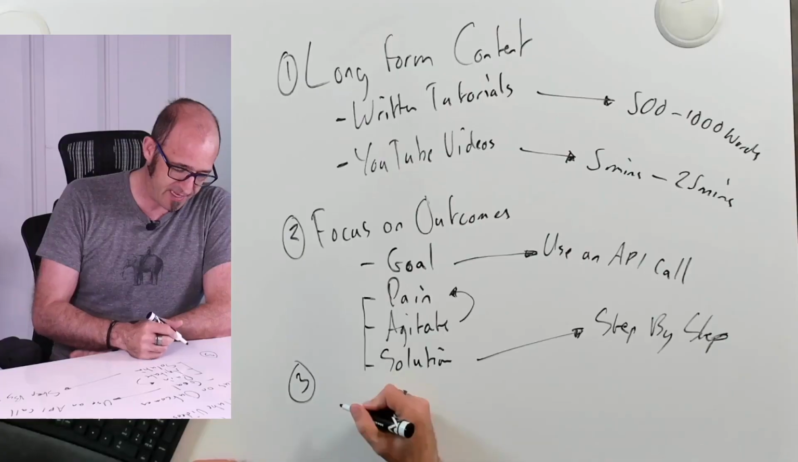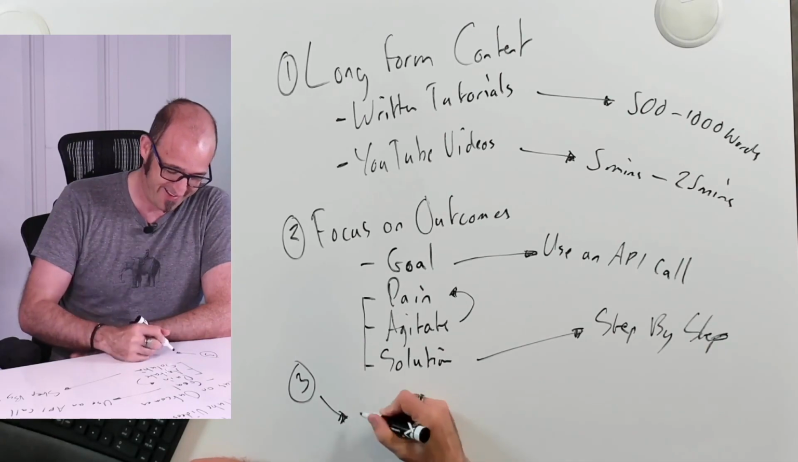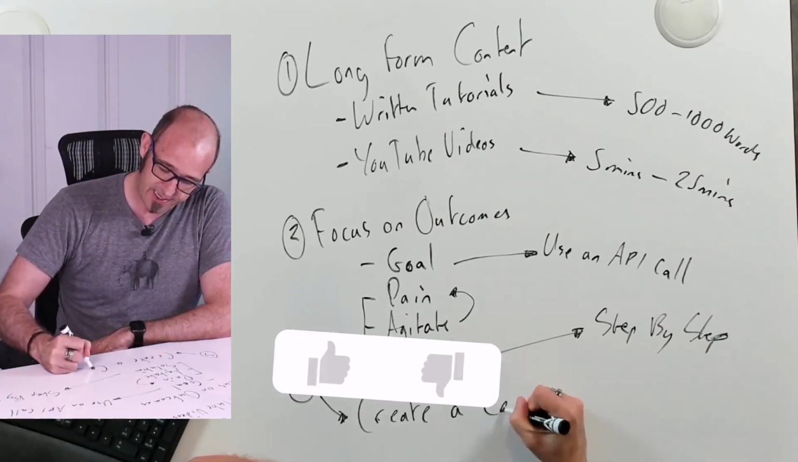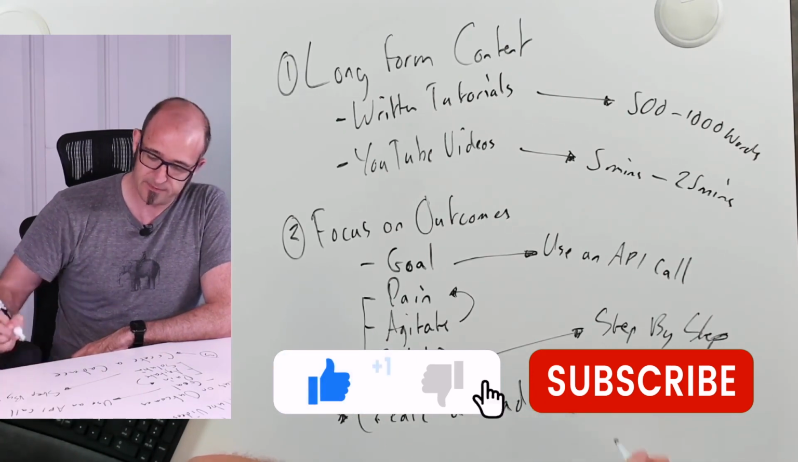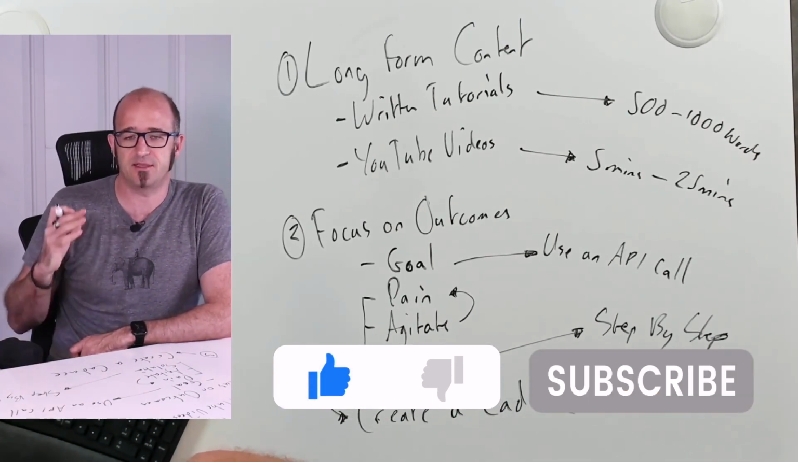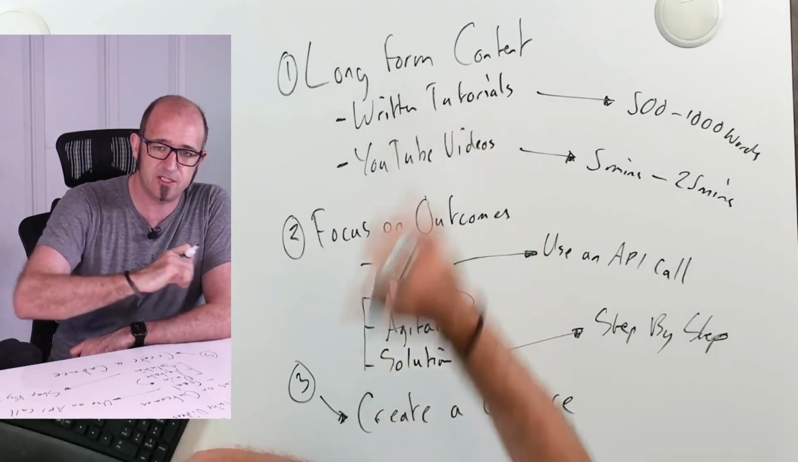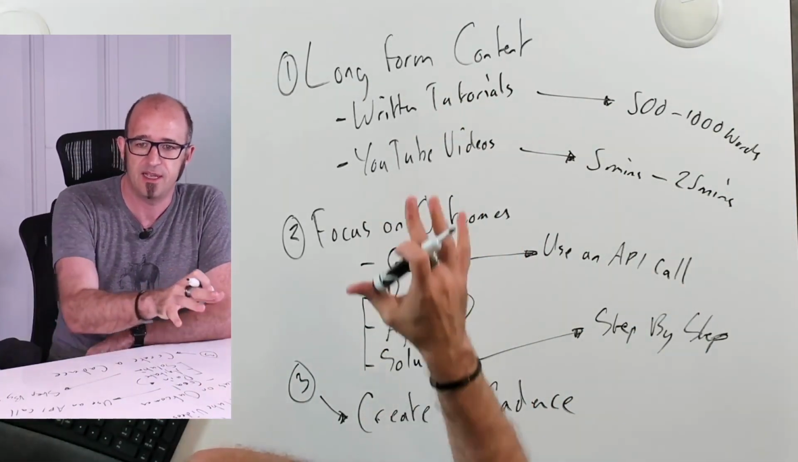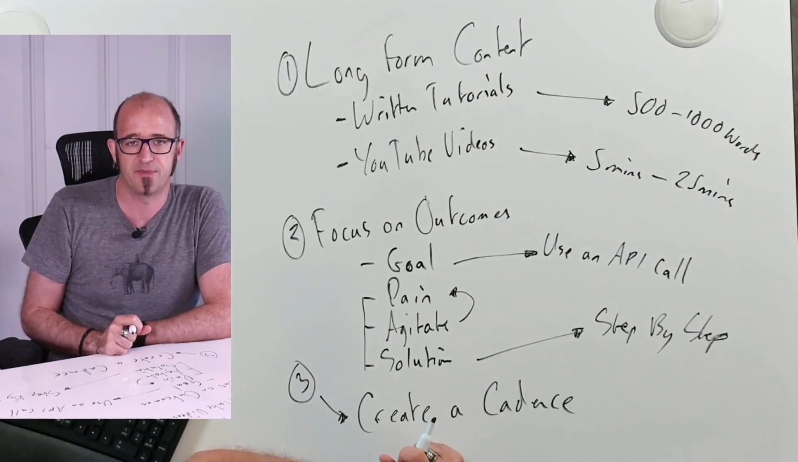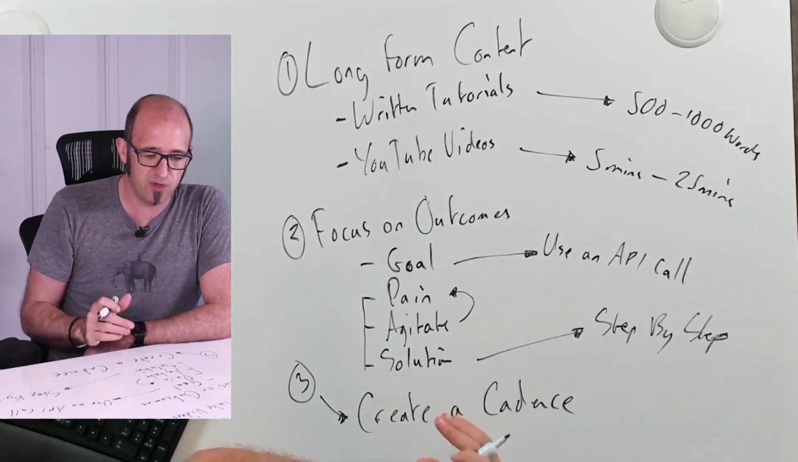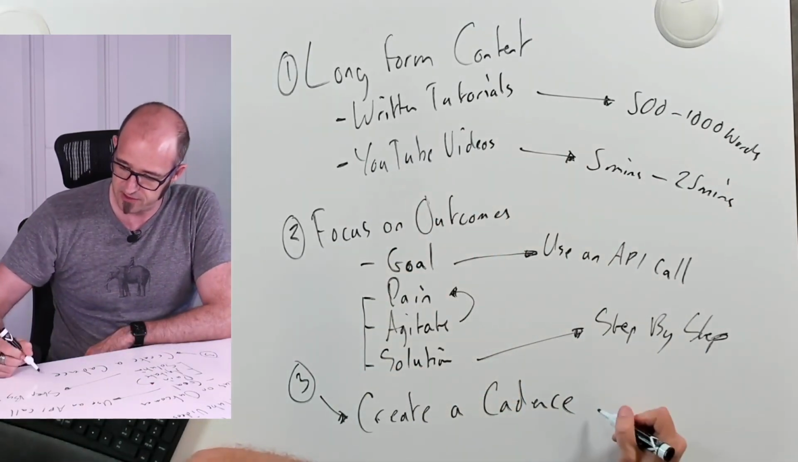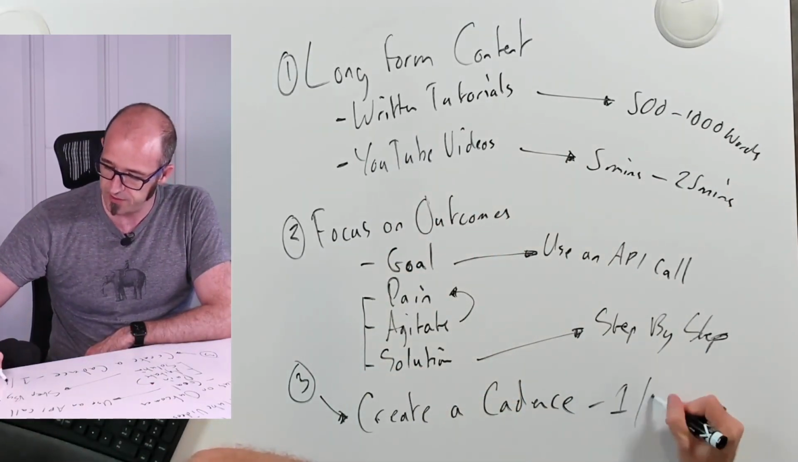And then the third piece here, which I'm going to put down here, is to create a cadence. What I mean by this is that you ask, how many of these things do I want to do every week? How many do I want to do every 2 weeks? How often do I put this material out there? As a general rule, I would recommend you have one of these every week. So you do it once a week.